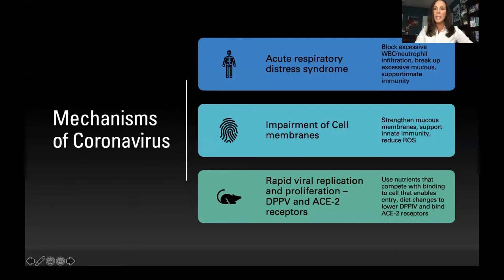So mechanisms, acute respiratory distress syndrome is so things that we could do for this would be block excessive WBC and neutrophil infiltration, break up excessive mucus with things like N-acetylcysteine, supporting immunity. Impairment of cell membranes can be done by strengthening mucous membranes, supporting innate immunity, and reducing reactive oxygen species. We're going to talk a lot about that as well in this lecture. And if we can use nutrients to compete with binding, that enables the entry of the virus, dietary changes to lower DPP4 and bind ACE receptors. This can also be things that would aid in the treatment of coronavirus.